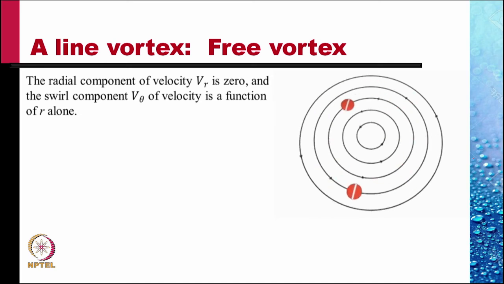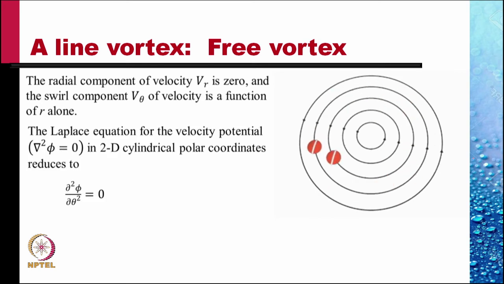The radial component of velocity Vr is 0 in this case, and the swirl component V theta is a function of r alone. So the swirl component is not a function of theta. The Laplace equation for the velocity potential in 2D cylindrical polar coordinates reduces to del square phi by del theta square is equal to 0.